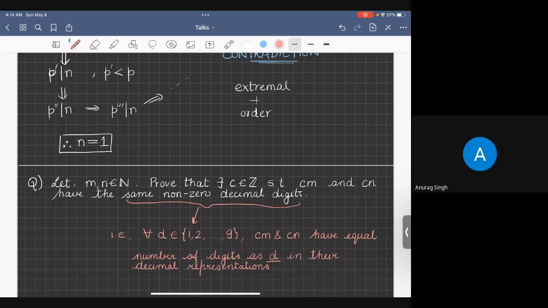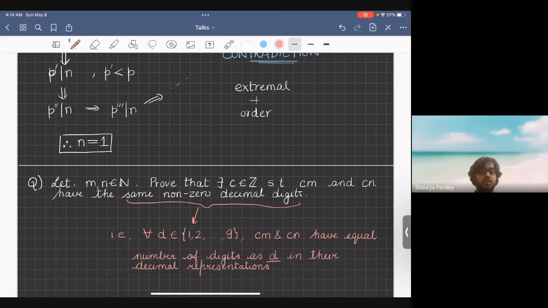If we prove it for m and n co-prime, then it will be proven for any m and n. True. Yes.